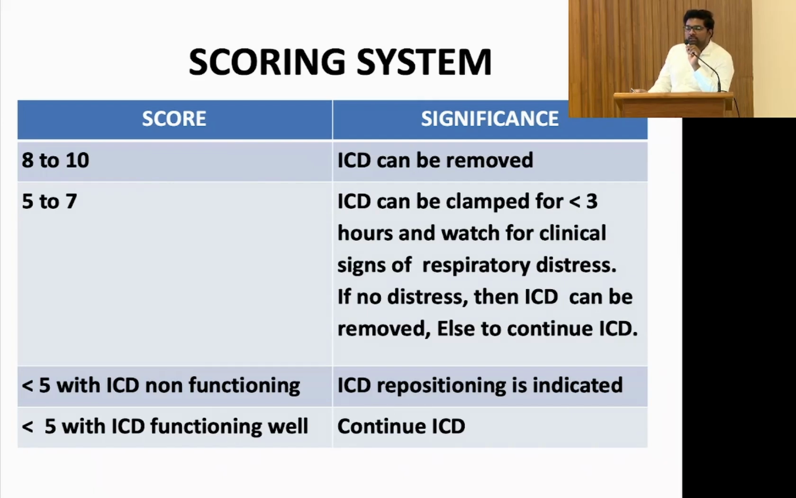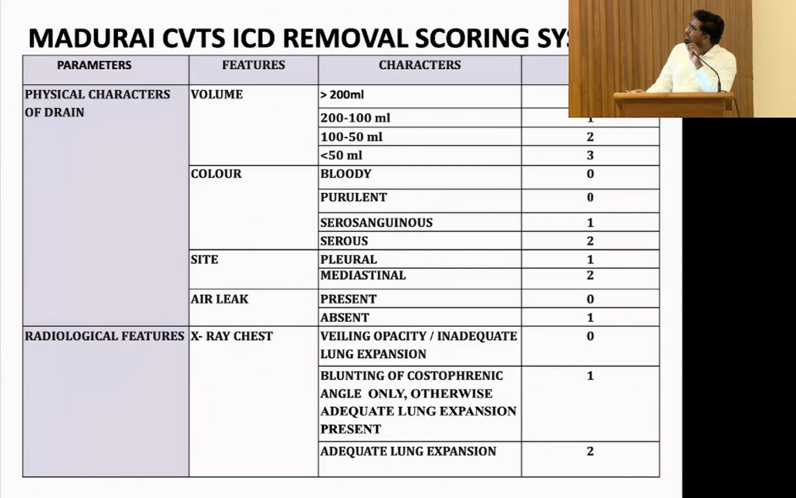And if the score is less than 5, when the ICD is non-functioning, then we are supposed to go for ICD repositioning. If the ICD removal score is less than 5, with ICD functioning well, then we have to continue ICD. So this is for adults.